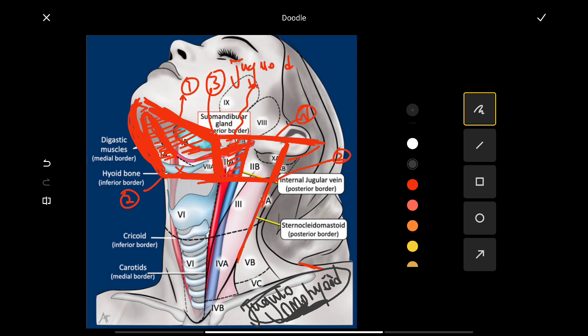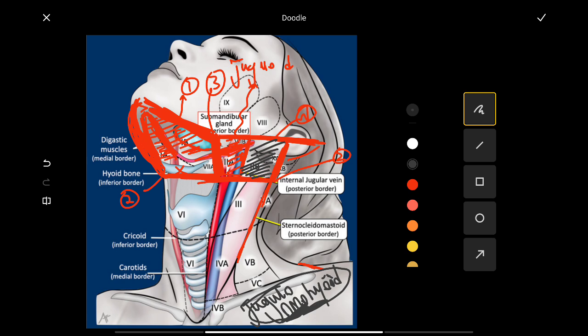let's come back. So level 2A is anterior to the internal jugular vein and contains jugulodigastric nodes. These are enlarged when there is tonsillitis. And behind it here, this is 2B. So 2A and 2B are divided by the posterior border of the internal jugular vein.